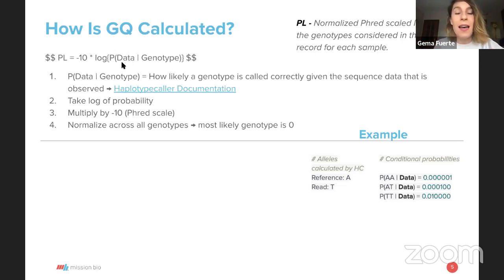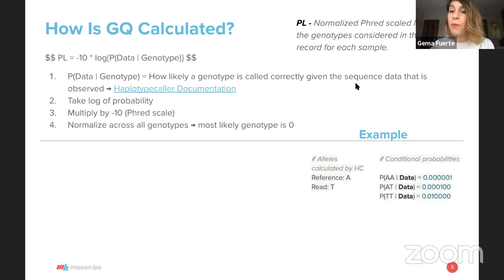So this is the formula, and without going into much detail, you see there is a P here. This P value is how likely a genotype is called correctly, given the sequence data that is observed. So to calculate the PL, we just take the log, multiply by -10, so we make it Phred scale, and then we normalize across all genotypes. And then we get to where the most likely genotype is 0. So to make it even easier, I'm just going to illustrate this information with an example. So let's say we have a site.